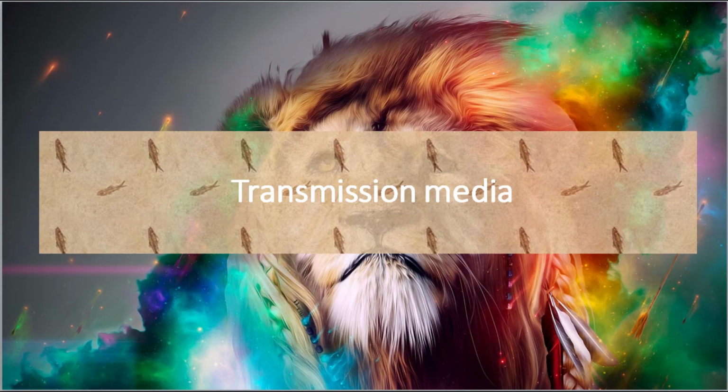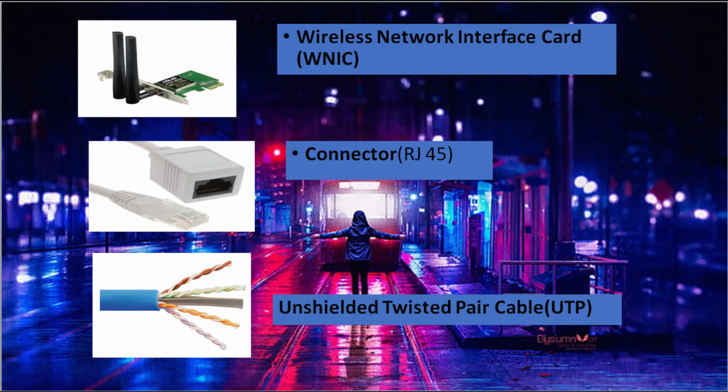The next one is transmission media. Okay, we have three pictures here. The first one we can see is the wireless network interface card, which is WNIC. We usually use or see this one because we're using it as Wi-Fi or Unifi, something like that. And the second one is a connector, RJ45. This is usually used in a building or in an office. And the third one is the unshielded twisted pair cable.